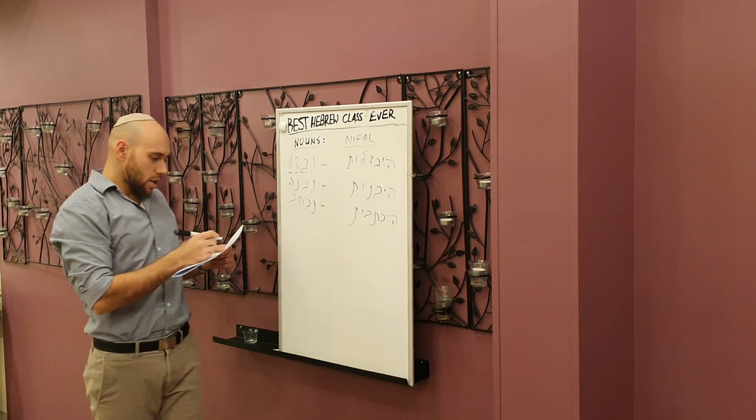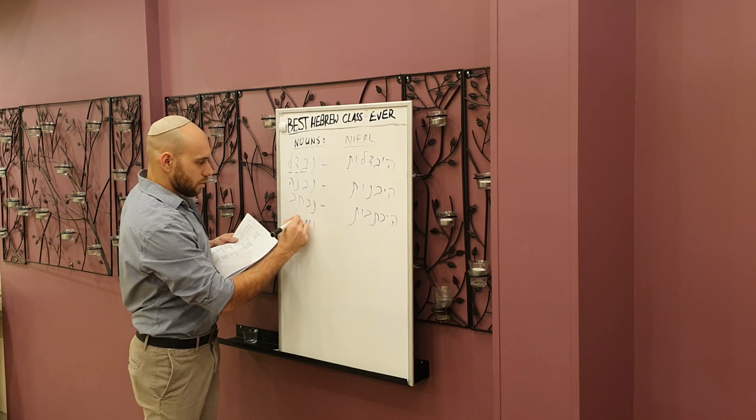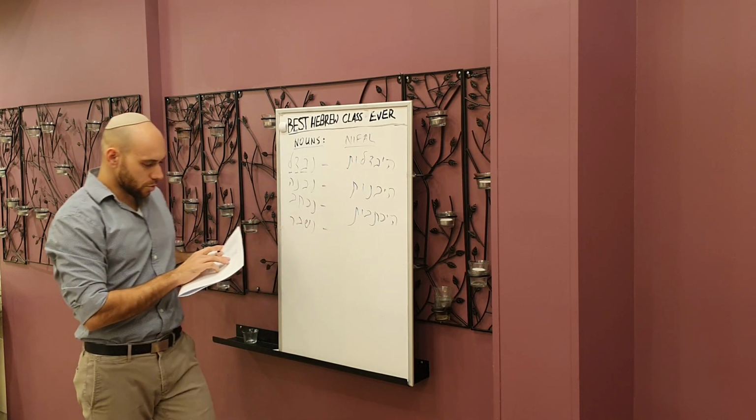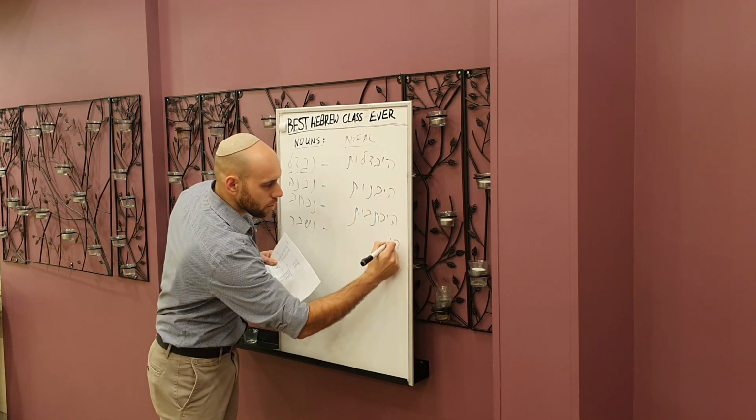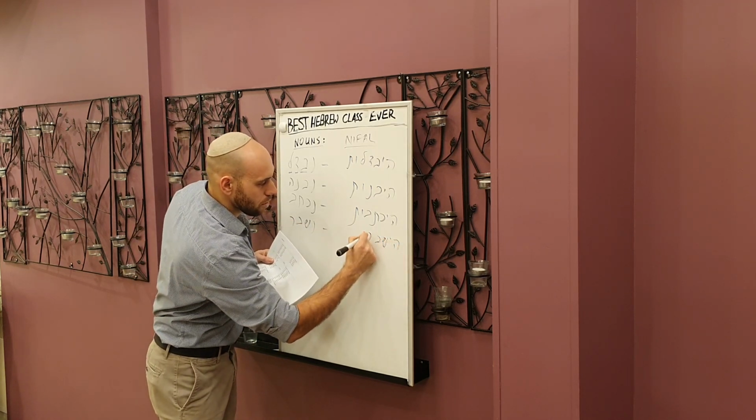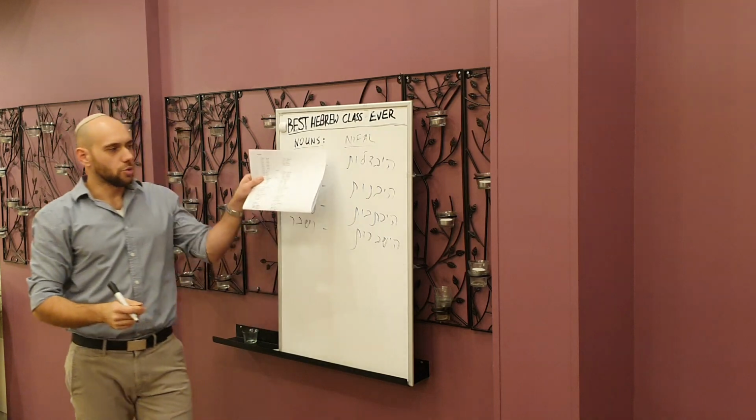Hiktavut. Nishbar. So this will be Ishbalut. Yeah, Ishbar. Very good. So what do these mean?